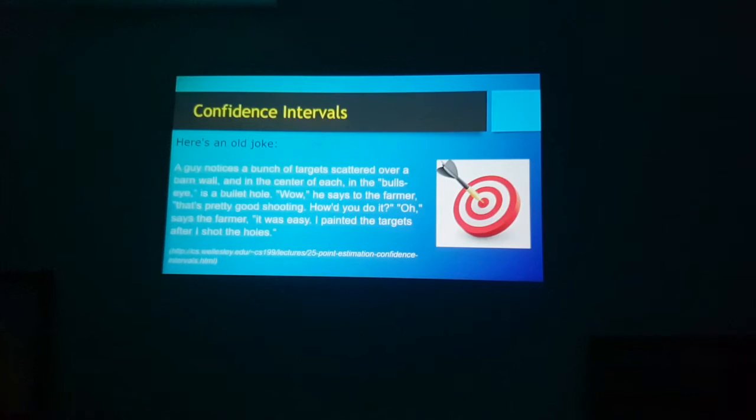Confidence interval. Here's an old joke. A guy notices a bunch of targets scattered over a barn wall, and in the center of each, in the bullseye, is a bullet hole. Wow, he says to the farmer, that's pretty good shooting. How do you do it? Oh, says the farmer, it was easy. I painted the targets after I shot the holes.